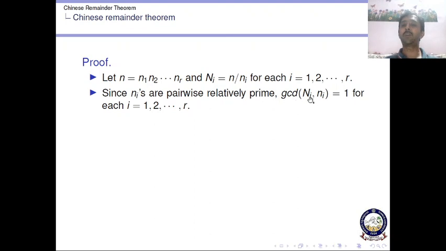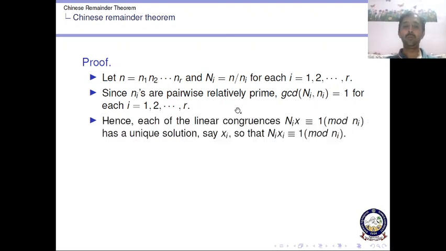Now, because the GCD of capital Ni comma small ni is going to be 1, we see that the linear congruence capital Ni x congruent to 1 mod ni will have a unique solution. This follows from the fact that ax congruent to b mod n is going to have a unique solution as long as a and n are relatively prime, right? So accordingly, capital Ni x congruent to 1 mod ni is always going to have a unique solution for each i varying from 1 to r. That means to say that capital N1 x is congruent to 1 mod n1, capital N2 x congruent to 1 mod n2 and so on, capital Nr x congruent to 1 mod nr.